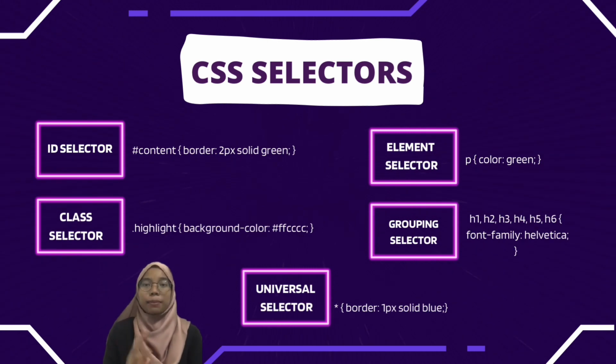And the third is the element selector, which selects the HTML elements based on the element name. And the fourth selector is grouping, which selects all the HTML elements with the same style definitions. And the last is the universal selector, which selects all HTML elements on the page.